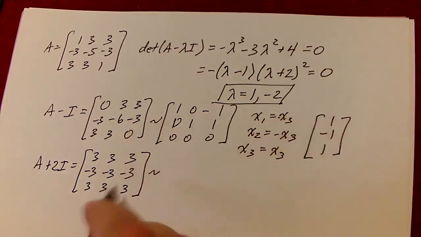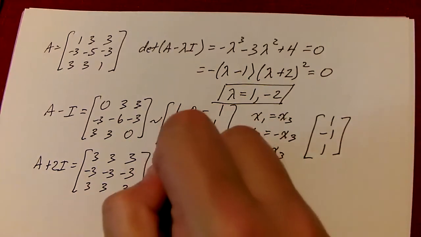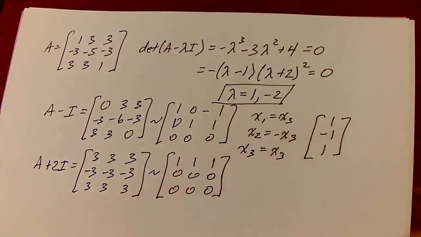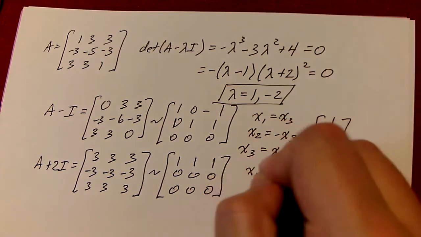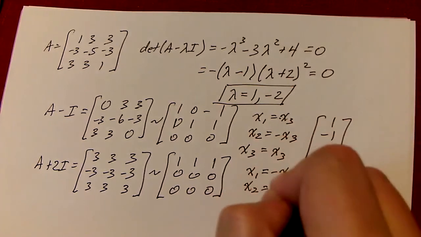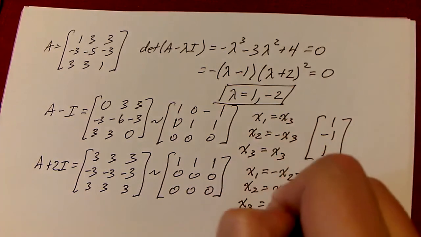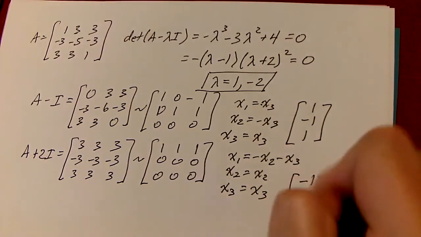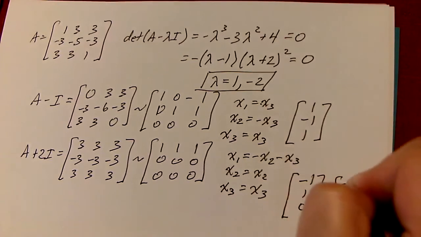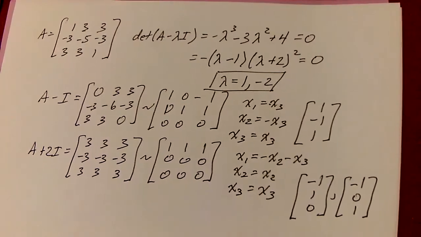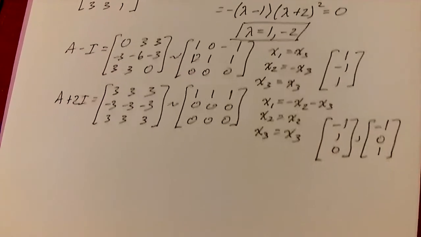Okay, so I can row reduce this. I can cancel off the bottom two rows. I'm going to get 1, 1, 1 along the top with zeros along the other two rows. Okay, so x1 is going to equal negative x2 minus x3. x2 is a free variable, and so is x3. So I do have two vectors here. And those two vectors are going to be for x2, negative 1, 1, 0, and for x3, negative 1, 0, and 1. So now I can use this to construct my eigenvalues and construct my diagonal matrix.